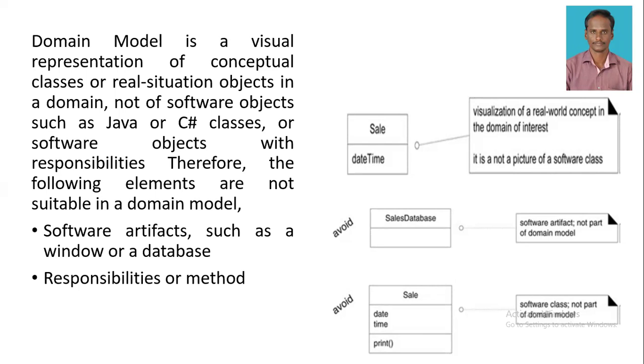It is a simple example showing which are valid and which are not valid for a domain model.